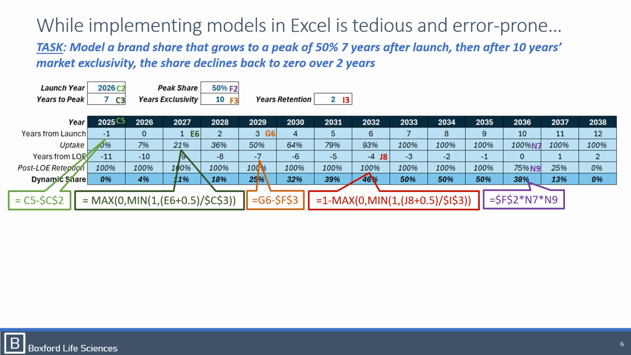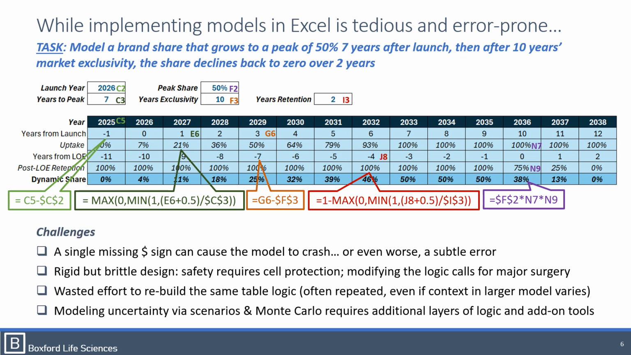that we can modify. We have a number of calculation cells that we protect so that users can't go in and change the formulas. But the calculations are done by repeated sets of formulas that can be quite complicated and need to use dollar signs in particular spots as we copy across to keep certain inputs consistent as we change the row or column. Now, the challenge with this approach is a single missing dollar sign can cause the model to crash, or even worse, to create a subtle error so that the results are wrong, but it's not immediately apparent. These are rigid but brittle designs.